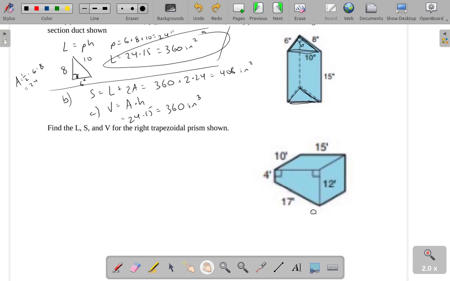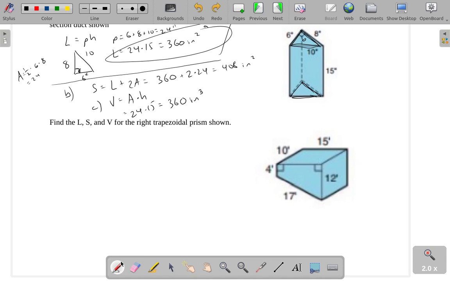All right, let's do another example. Let's find L, S, and V for the right trapezoidal prism shown. L means the lateral surface area. And in general, the lateral surface area of a right prism, it says it's a right prism here. It also says the bases are trapezoids. That's what the trapezoidal part is. But L is equal to perimeter times the height.